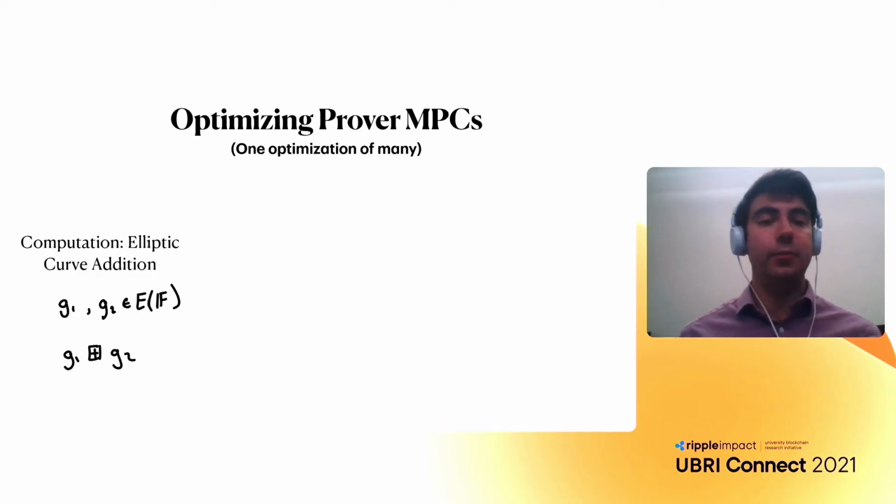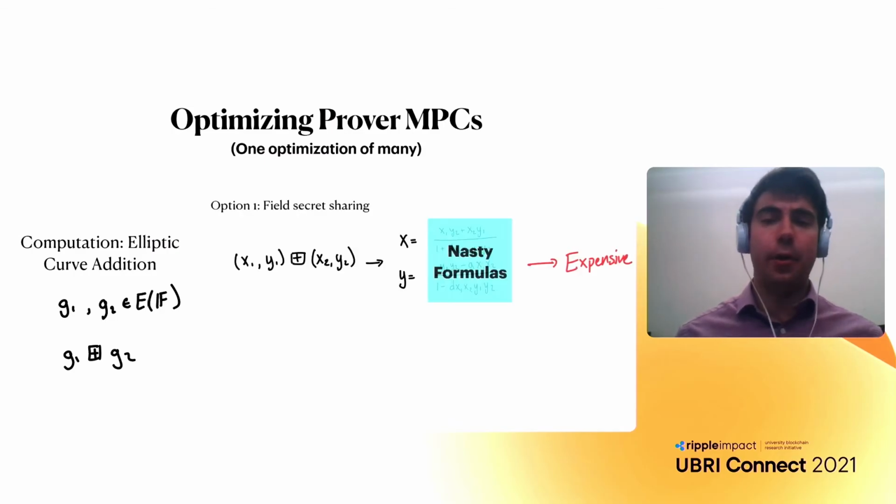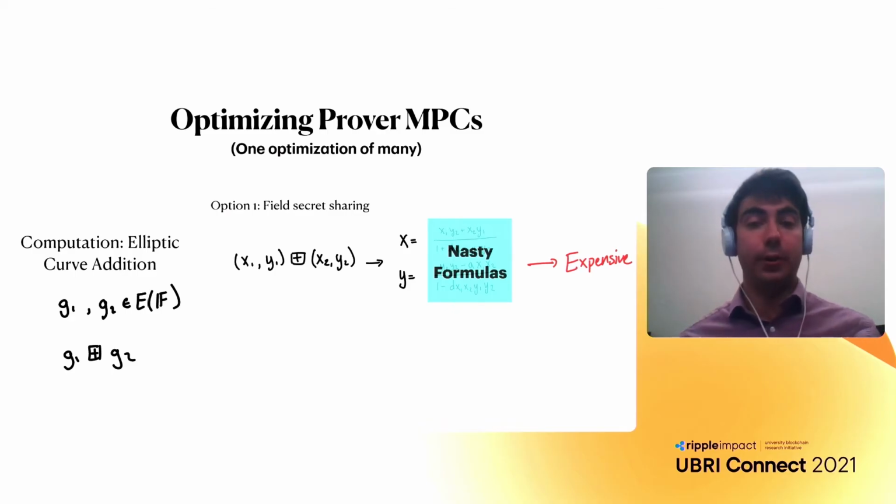As you might be aware, elliptic curves are a kind of object. Let's say that we've got G1 and G2, which are two different points on an elliptic curve. One of the things you can do with elliptic curve points is add them. And in fact, zero knowledge provers add elliptic curve points all the time, at least most of them do. And so there's a natural question around how you're going to carry out that addition inside of a multi-party computation.